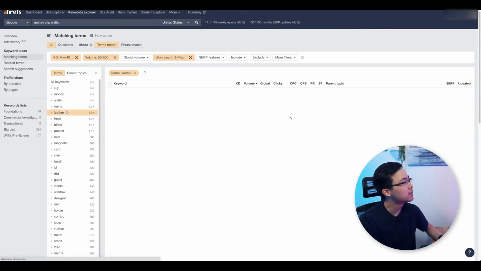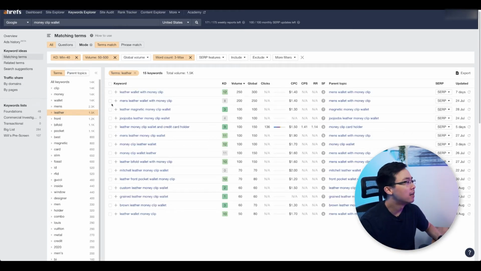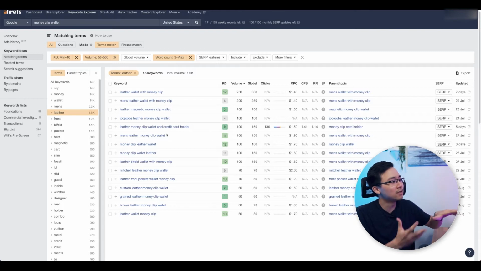And then what you'll also notice is things around leather. If I dig into this section, you can see there are searches around leather wallets with money clips, as well as some other derivative phrases that are all tangentially related, even things like what a custom leather money clip wallet might look like.